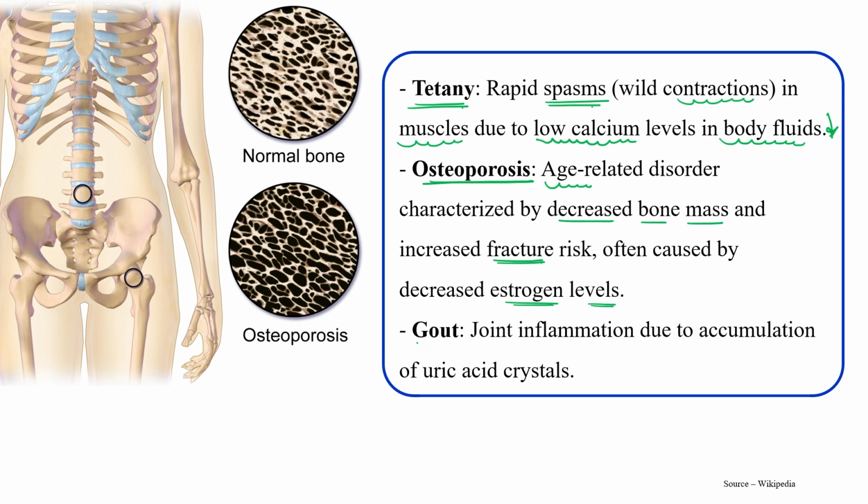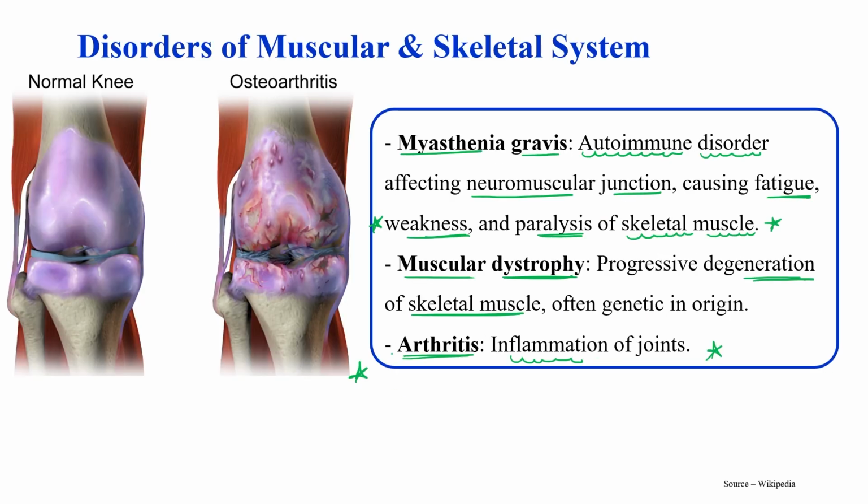And the last one is gout. Gout is again related to joint inflammation, but this is different from arthritis. This inflammation occurs because of the deposition of uric acid crystals in the joints. While in arthritis, that is not the main reason. Okay, so this is all about the movement and skeletal system topic.